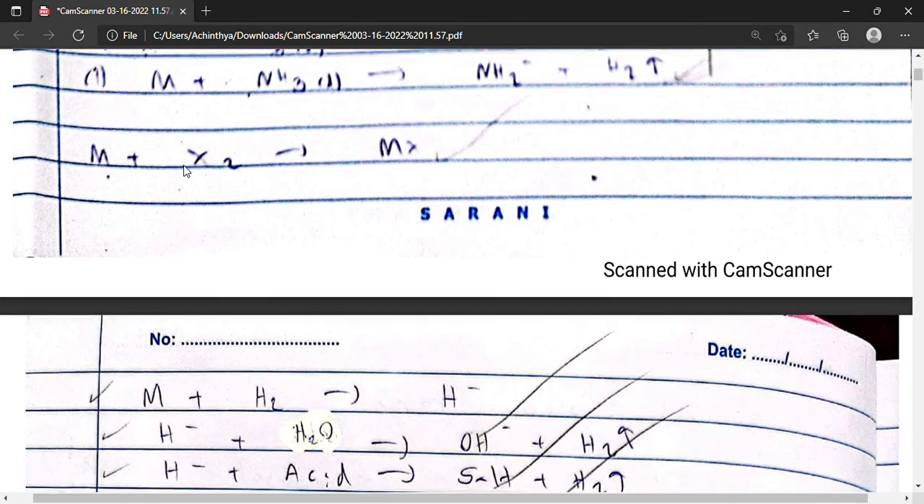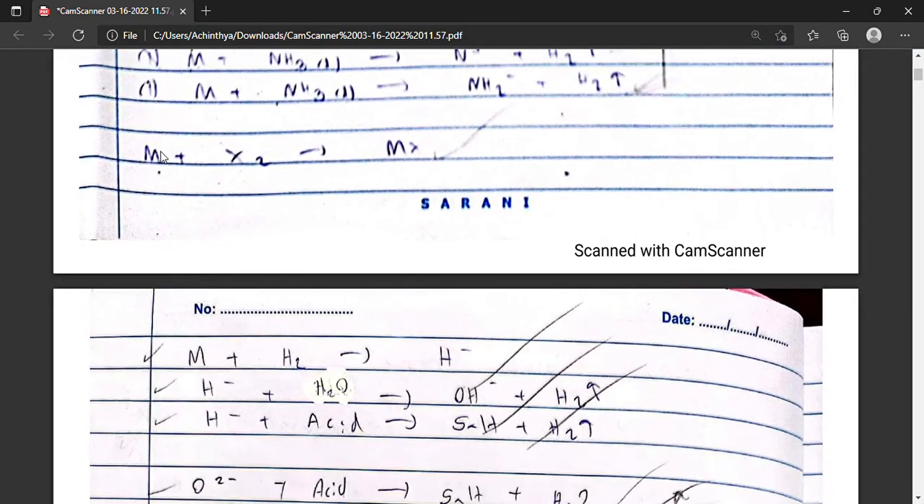The next one is pretty straightforward. If we were to take an S block metal and react it with a halogen gas like chlorine, bromine, or iodine gas, we will be able to obtain the respective metal halide.